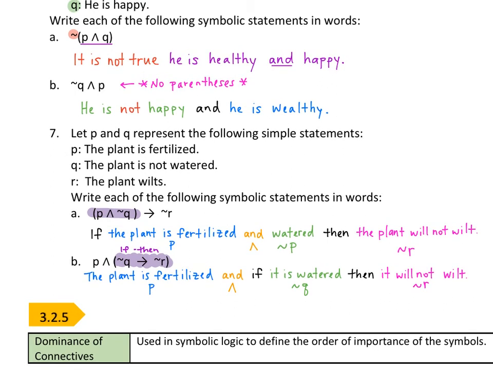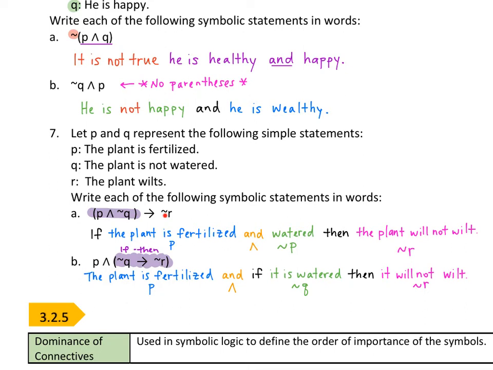Okay? Let's see how parentheses work in this next example. P is our simple statement, the plant is fertilized. Q, the plant is not watered. And R, the plant wilts. So we want to write the following in words now. So now we're going to go backwards, all right? So we have P and not Q. That is grouped together. What does that arrow represent? That's telling us implies, or if-then, not R.